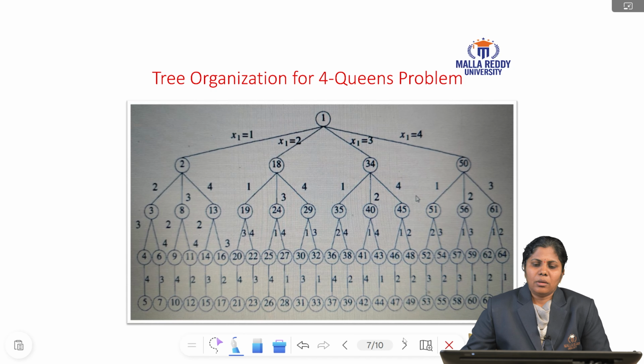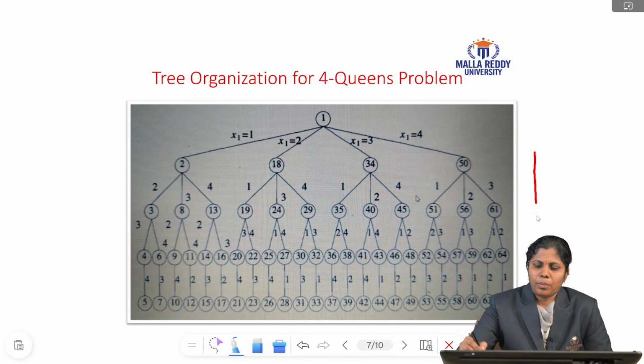In backtracking, we solve problems with the help of a tree organization. To implement the 8 queens problem is difficult. Hence, we are going to generate a tree organization for the 4 queens problem, which is also called the state space tree or the solution space, in which the nodes are numbered according to depth first search. As we can see in the tree organization, we have different possibilities.